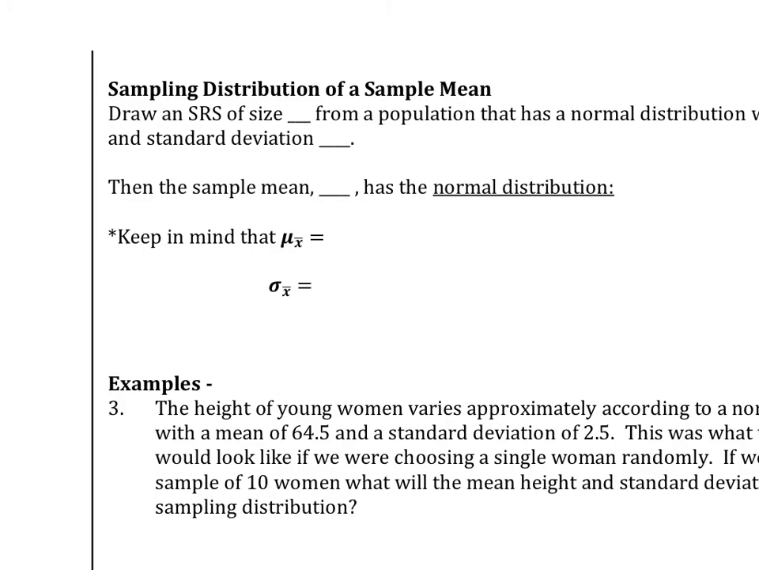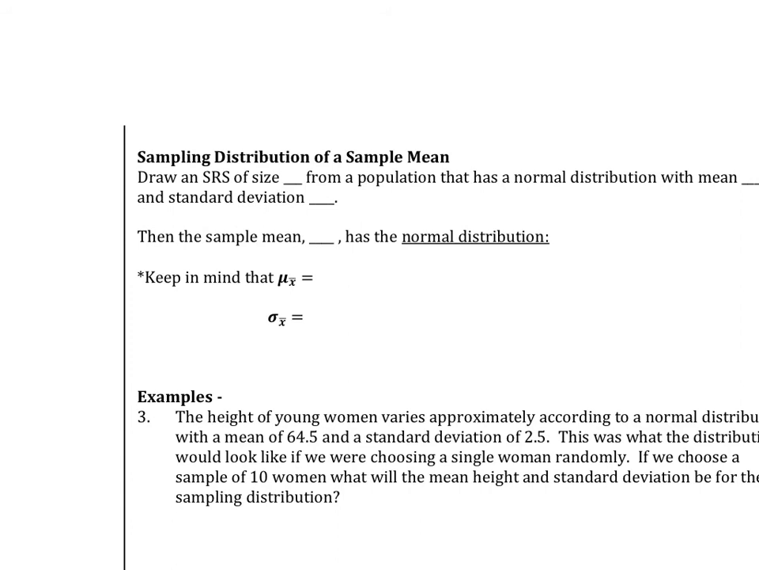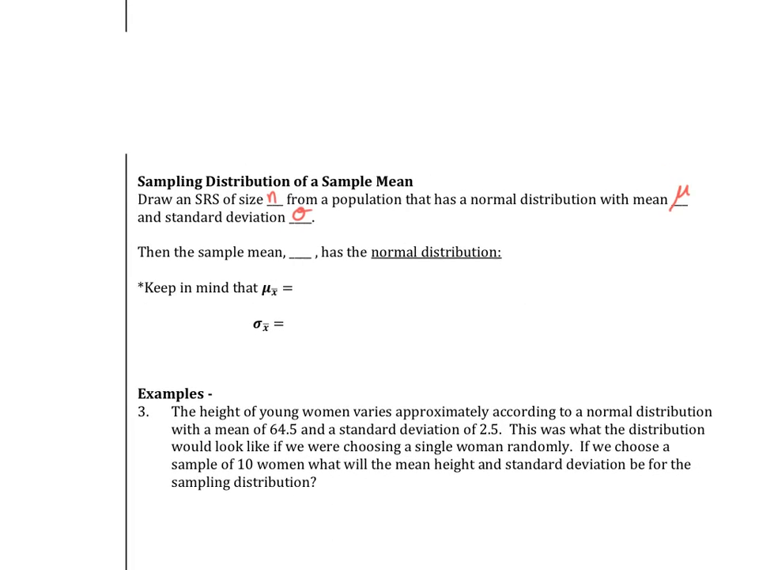So, sampling distribution of a sample mean. What we have is we're going to draw a simple random sample of size n from a population that has a normal distribution with mean U and a standard deviation of sigma. So up here, I'm going to put some letters for you. N is sample size. That's just how many people are in your study or in your sample. Could be 10, could be 20, could be 12, could be 50, could be 100.